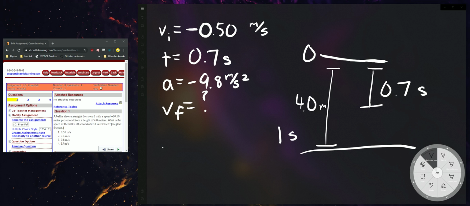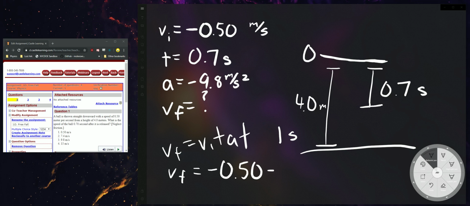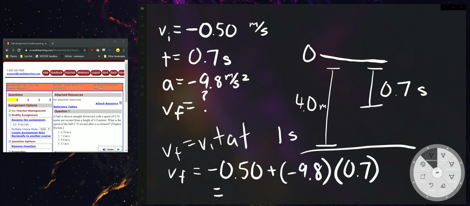All right, so let's actually solve it now. We get VF is equal to negative 0.5 plus negative 9.8 times 0.7. And then once you add all this up, you should get negative 7.4 meters per second.